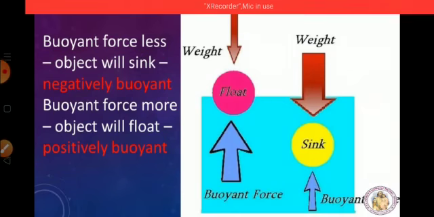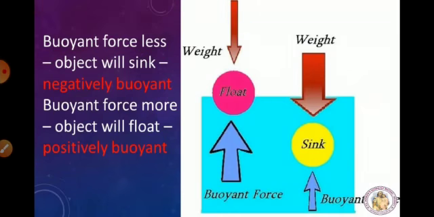So most buoyant objects are those with a relatively high volume and low density. If the object weighs less than the amount of water it has displaced, the density is less, the buoyant force will be more, and it will float. The object is known as positively buoyant. But if the object weighs more than the amount of water it has displaced, the density is more, the buoyant force is less, and the object will sink. The object is known as negatively buoyant.